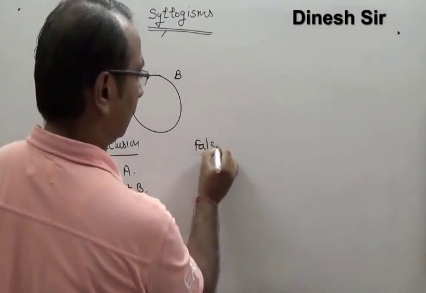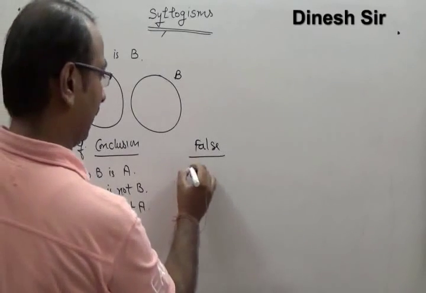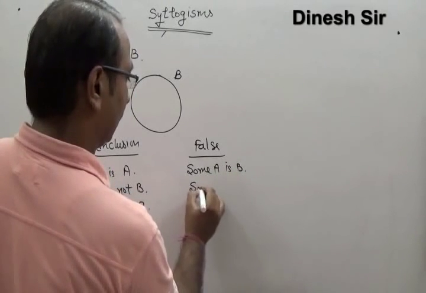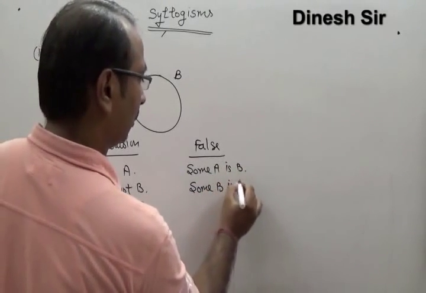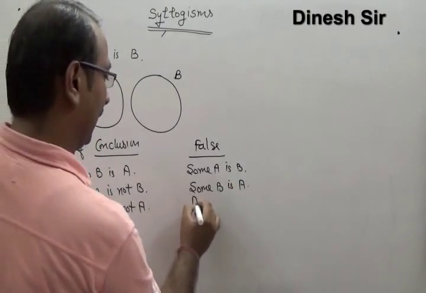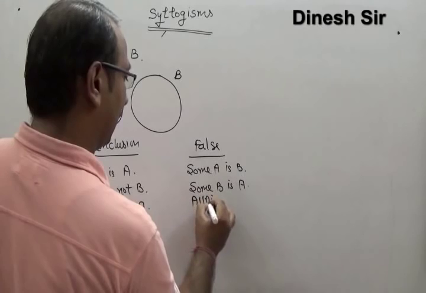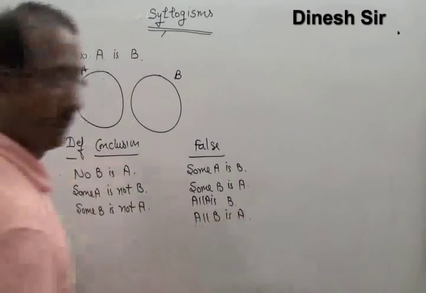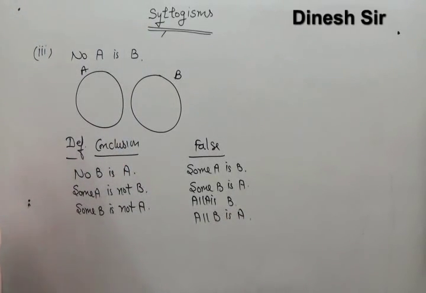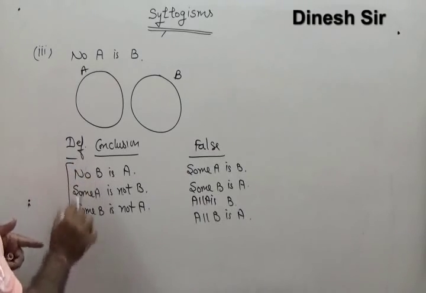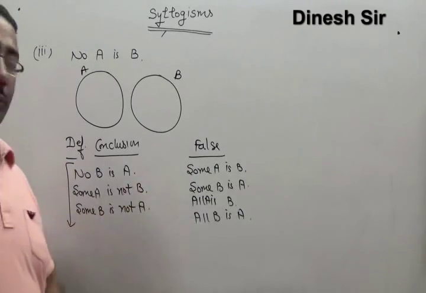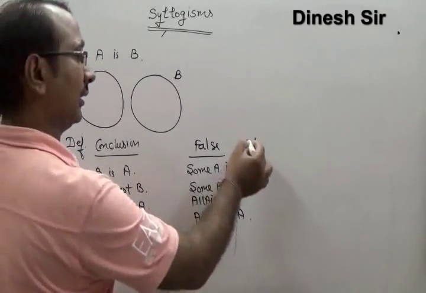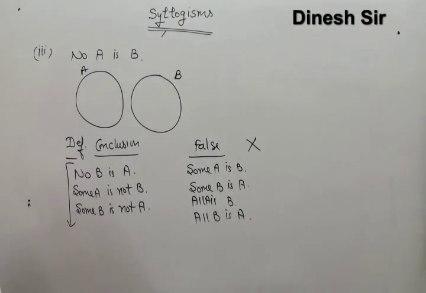What are these? If I say some A is B, this will always be false. If I say some B is A, this will also be false. If I say all A is B, that is also false. If I say all B is A, this is also false. So if the statement is no A is B, these are the conclusions which are always right, and these are the false conclusions: some A is B, some B is A, all A is B and all B is A. All these are false and cannot be drawn, and these three can be definitely drawn.